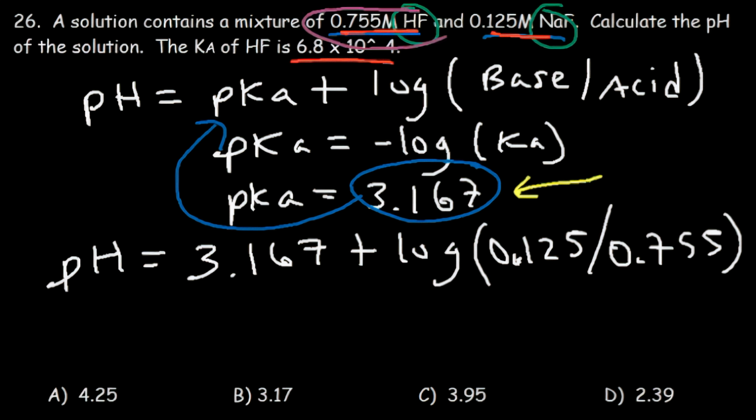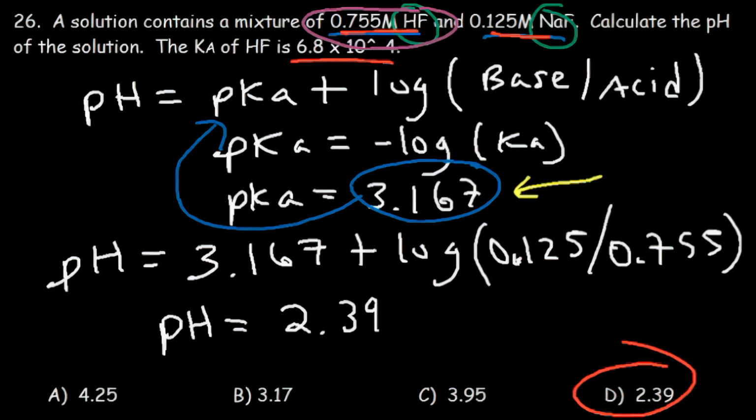Notice that we have more of the acid concentration. So therefore, the pH should be less than 3.167. And it is. If you type this in the calculator, you're going to get 2.39 because we have more of the conjugate acid and less of the conjugate base. And so D is the right answer for this problem.